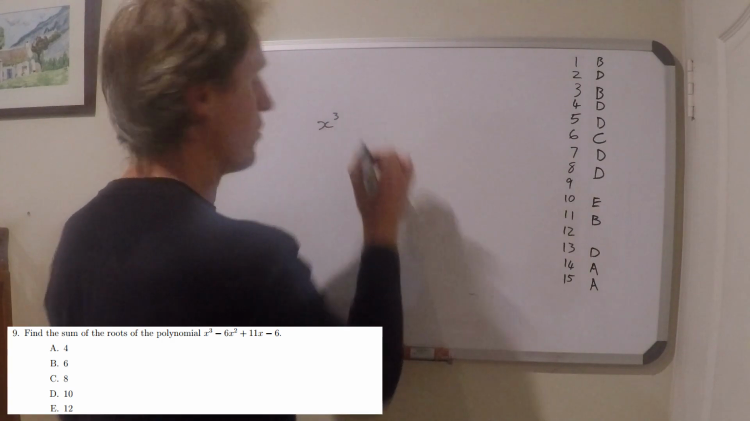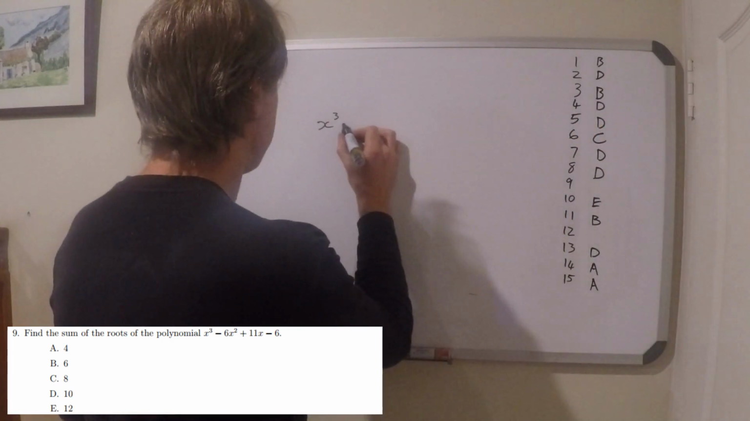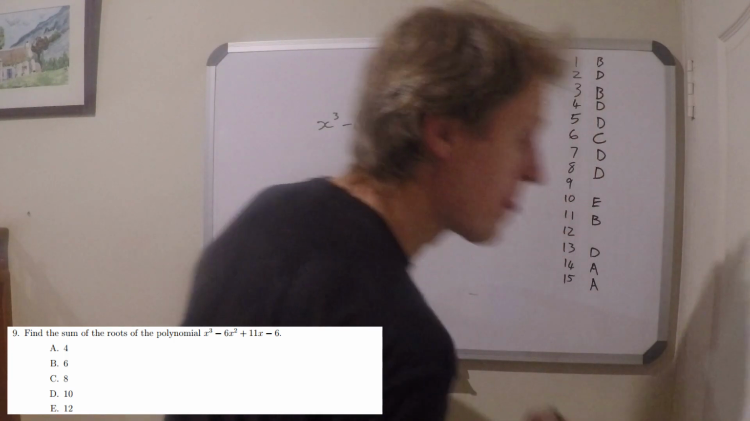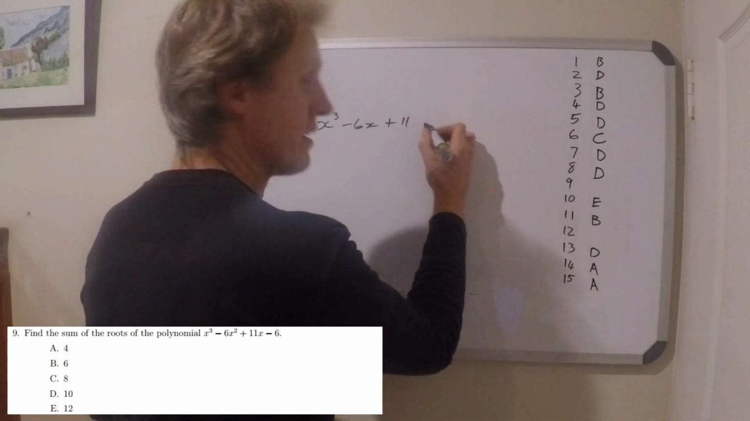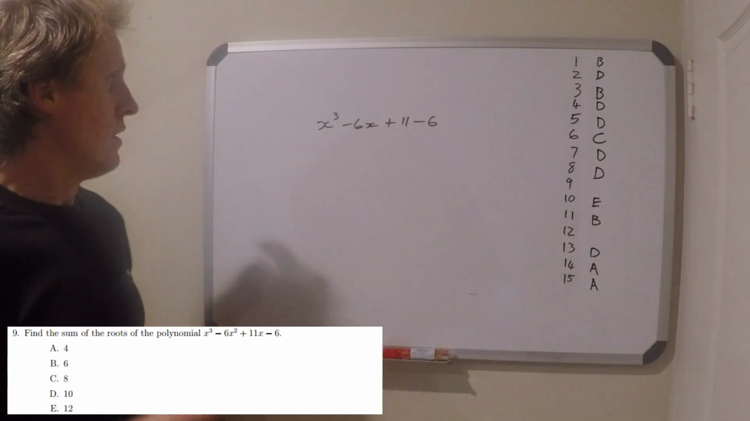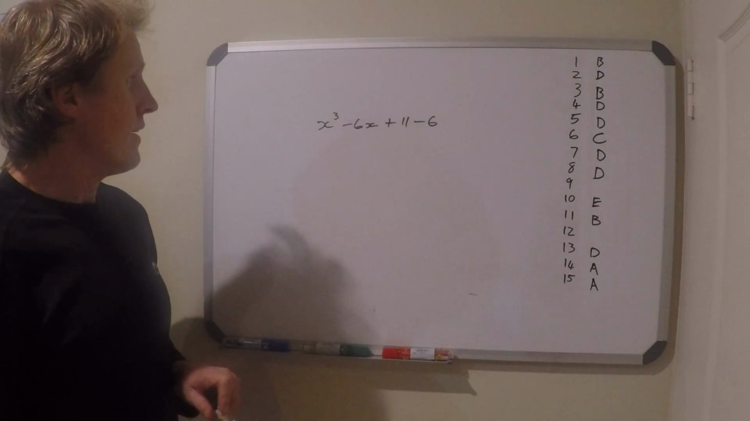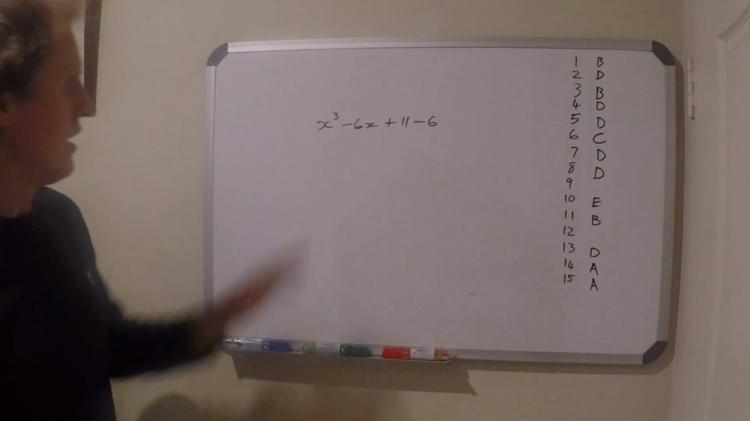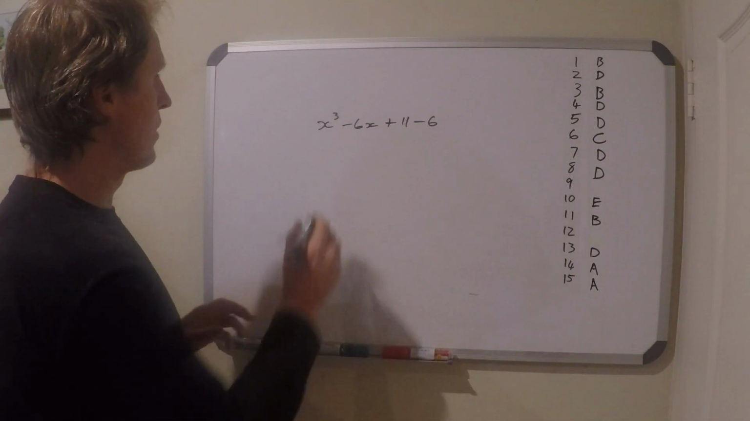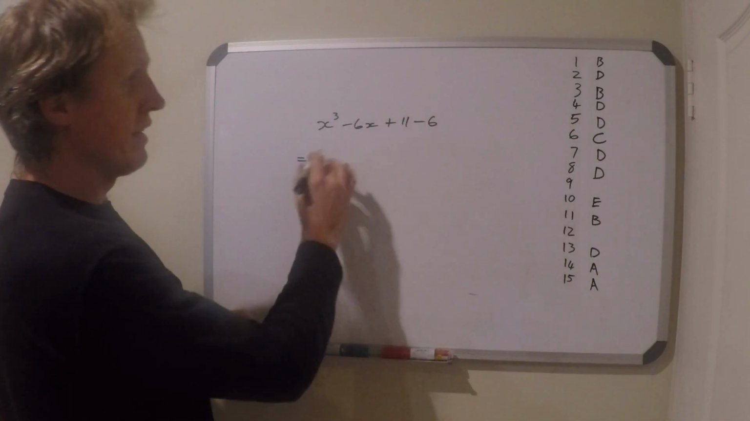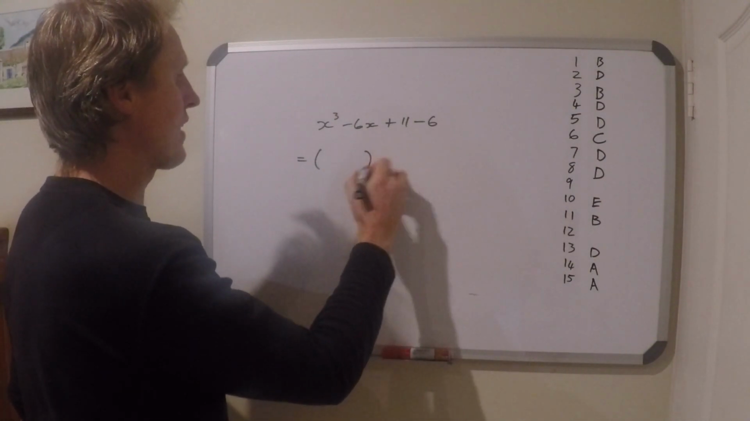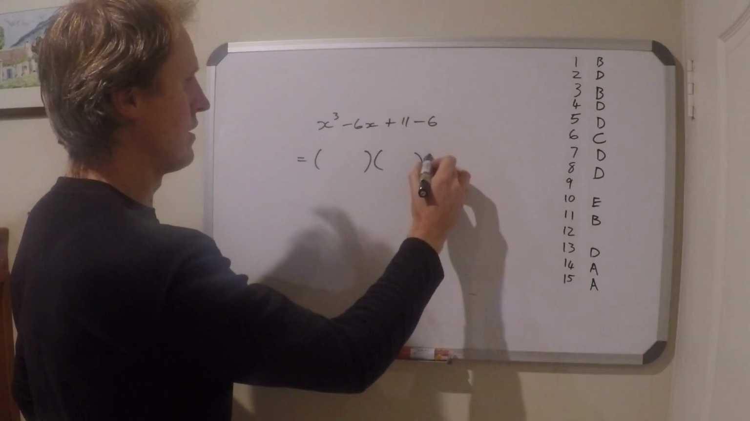x cubed minus 6x plus 11 minus 6. Okay, so any polynomial like this can be broken up, it can be factorized. Let's put it that way.